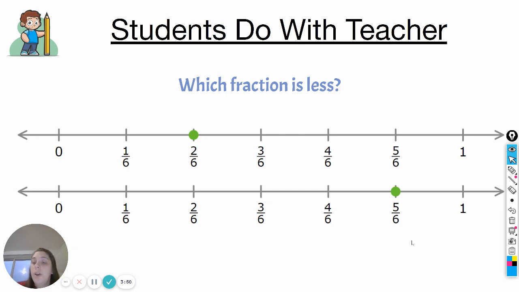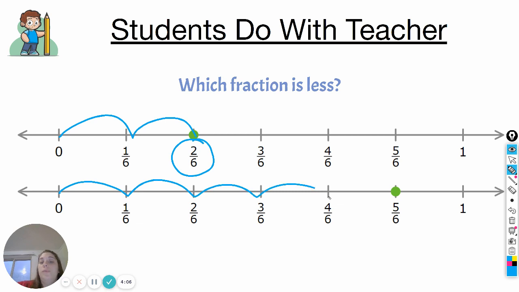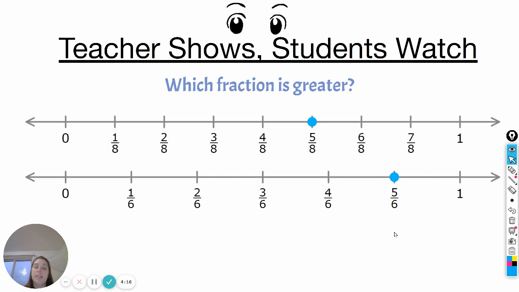Okay, so you should have written the fraction 2/6 because 2/6 is closer to 0. It only takes 2 hops to get to it, whereas with 5/6 it takes 1, 2, 3, 4, 5 hops. Okay. All right, go ahead and erase your whiteboard. Now we're going to look at a different example.